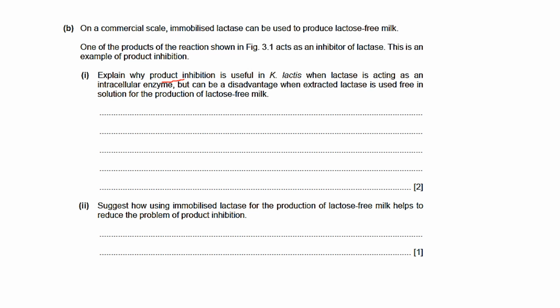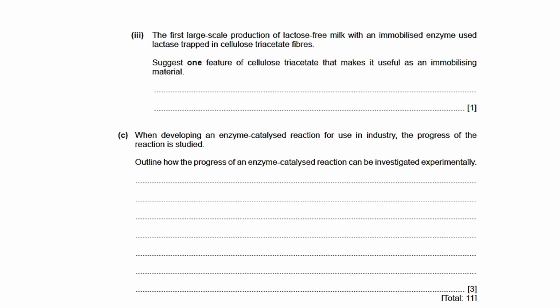So when you immobilize an enzyme, you're basically putting it within a shell to protect it that way. So one of the ways that it helps to reduce the problem of product inhibition is that the product is less likely to bind to the enzyme in order to inhibit it because the enzyme is contained within a protective shell. The first large-scale production of lactose-free milk with an immobilized enzyme used lactase trapped in cellulose triacetate fibers. Suggest one feature of cellulose triacetate that makes it useful as an immobilizing material.